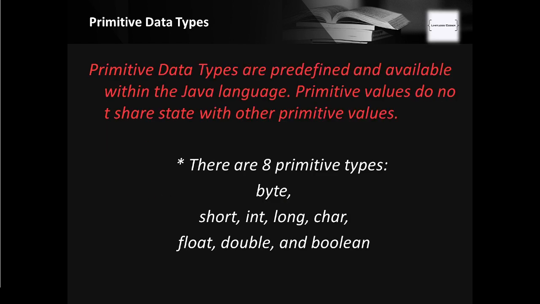Now we are moving to primitive data types. Primitive data types are predefined and available within the Java language. Java has 8 built-in data types called primitive data types, and these are the most basic data types. They include int, float, double, char, boolean, byte, short and long. So let's start with the integer types.